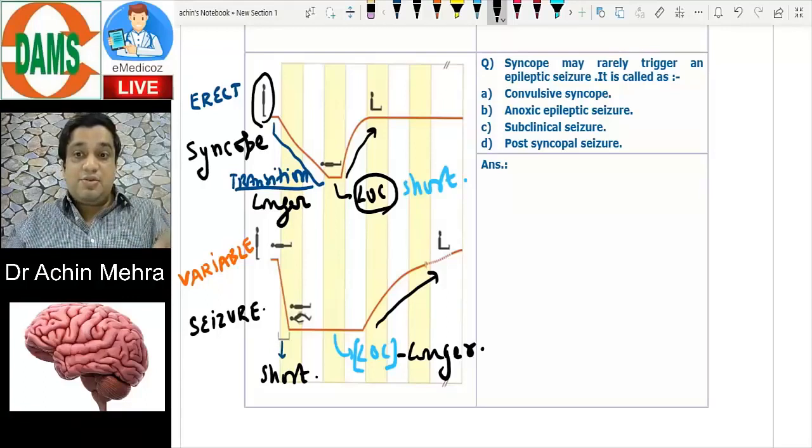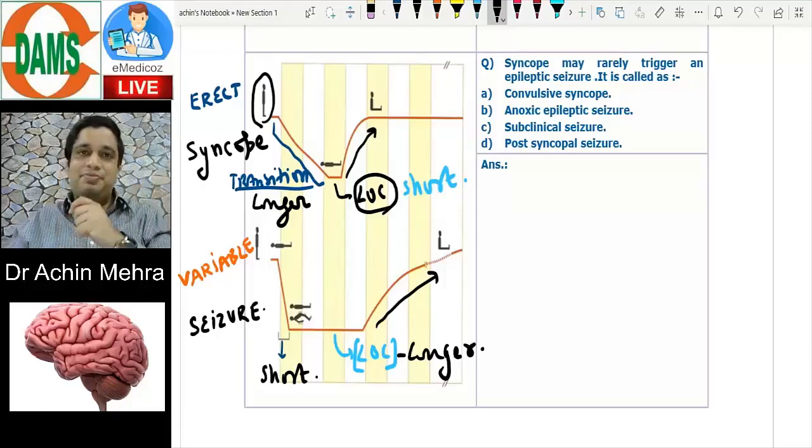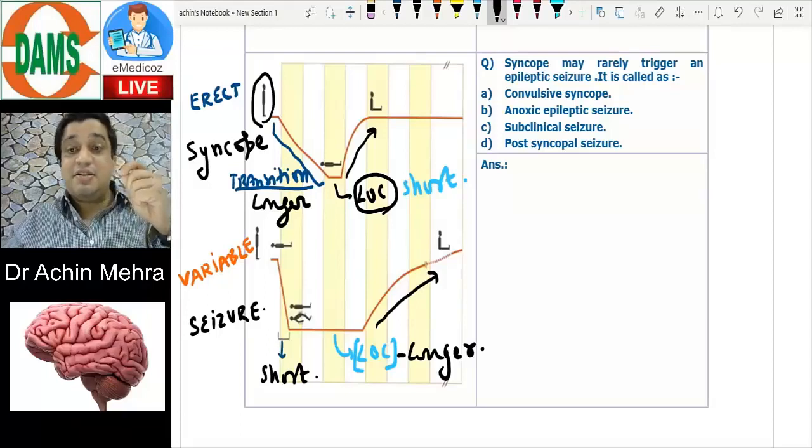Now it is known as what? Should I name this as convulsive syncope, a bigger, broader term? Should I name this as a subclinical seizure because I don't see the seizure happening? Should I name it as post-syncopal seizure that happened after syncope? Or should I name it as anoxic epileptic seizure? Now look at this. First of all, the syncopal attack has triggered the epileptic seizure.